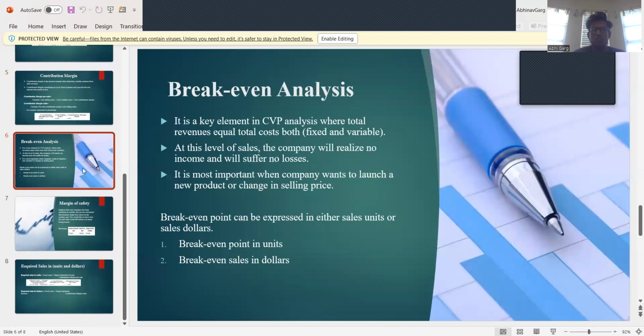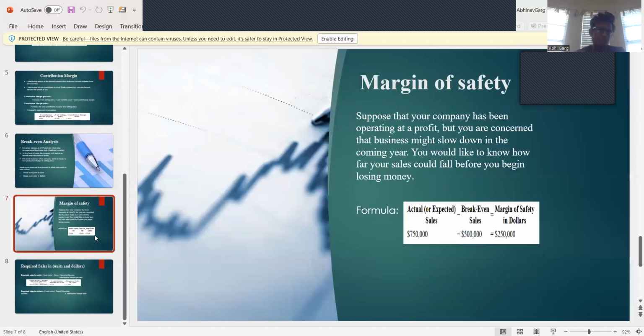So it's quite easy. If you know the formula, you can easily calculate the contribution margin per unit and ratio. Now the next concept is break-even analysis. At this level of sales, the company will realize no income and will suffer no loss. So if we are at the break-even situation, we don't earn a profit and we don't incur a loss. So the break-even point can be expressed in either sales volume or dollars. Break-even point can always be found in units or dollars. Now the next point is margin of safety.